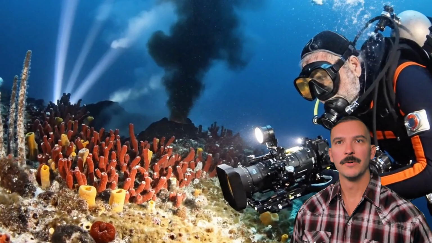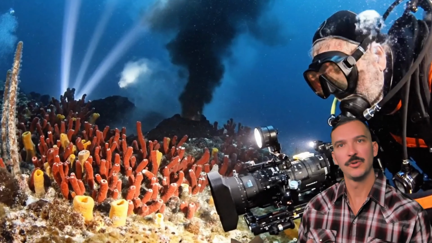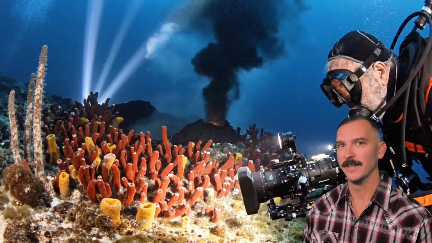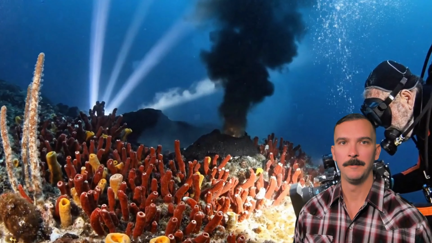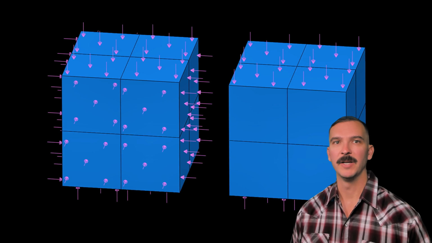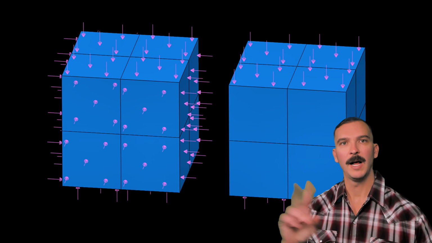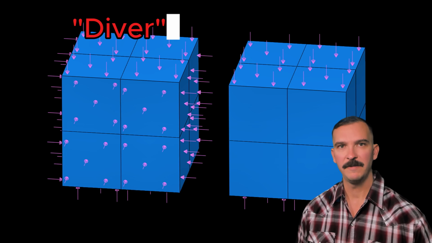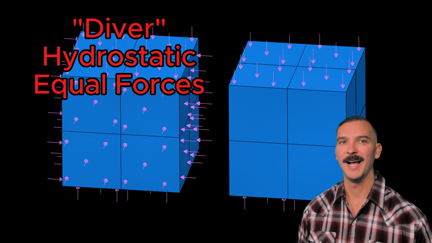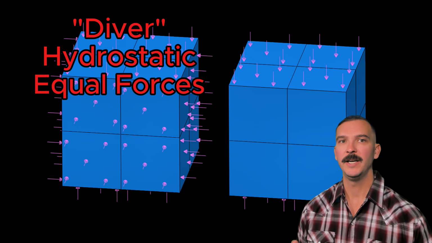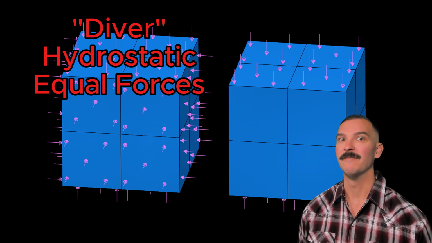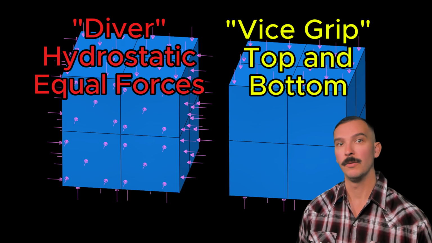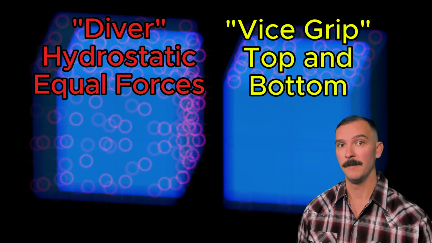To understand distortion energy, we're going to look at an extreme case that doesn't cause failure. I want you to imagine a deep sea diver. Let's prove it via simulation. I've set up two identical blocks. On the left, a deep sea diver. Hydrostatic pressure pushing in from every side equally. On the right, we have a vice grip. Compression only from the top and bottom.